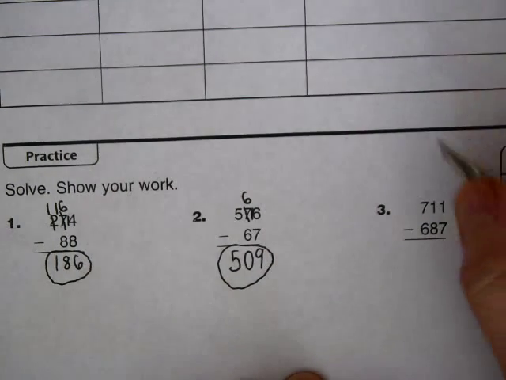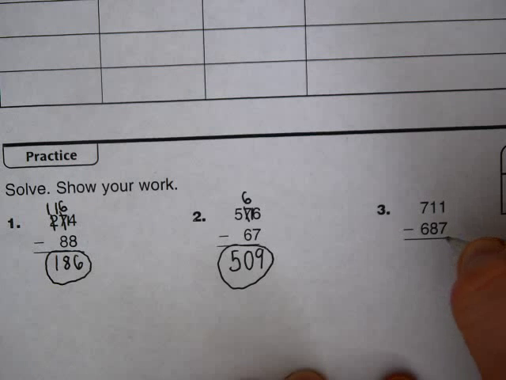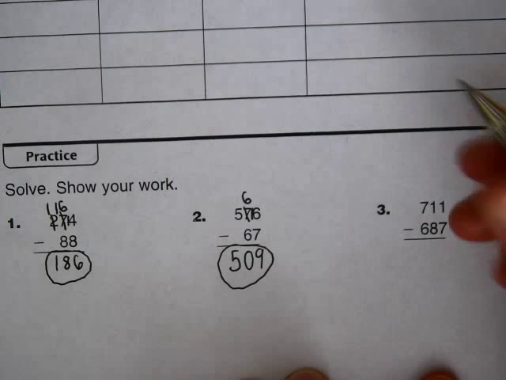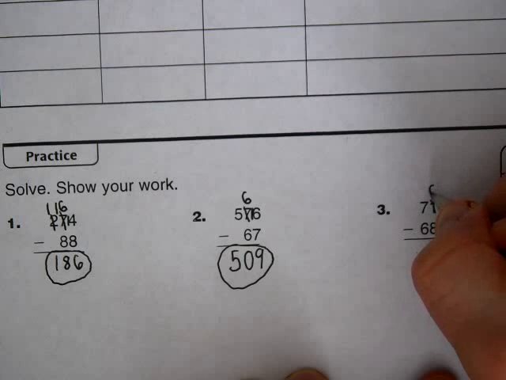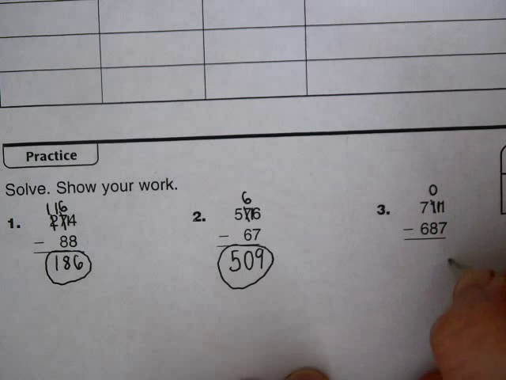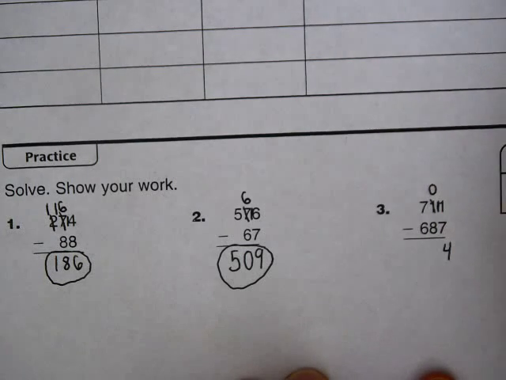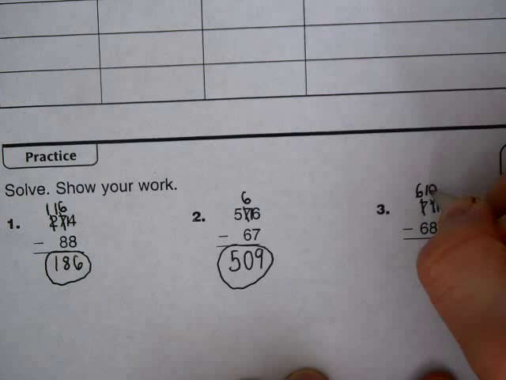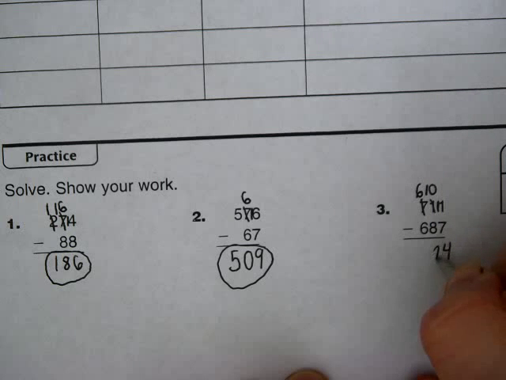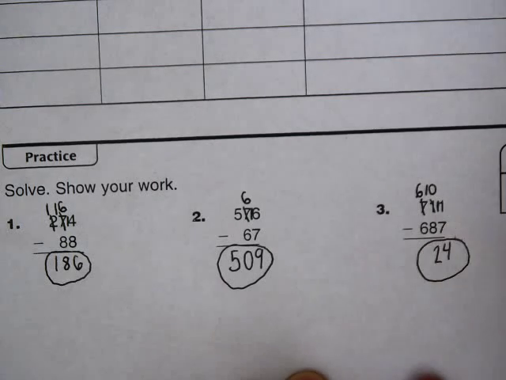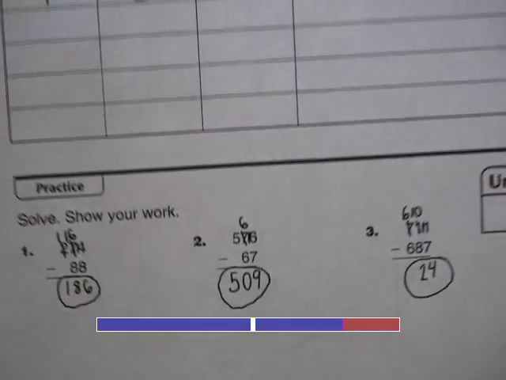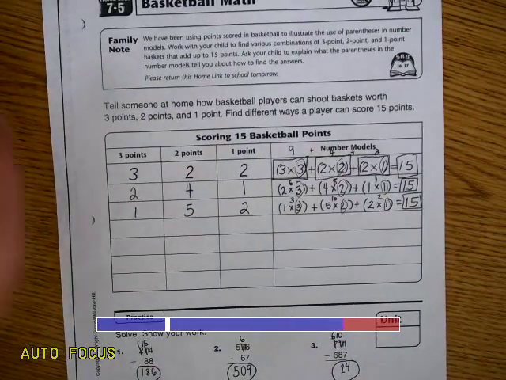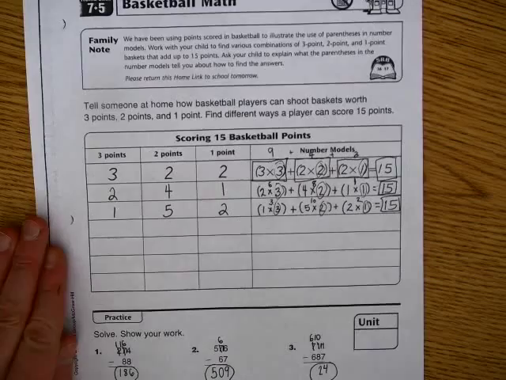And then number 3, 711 minus 687. Okay, so we have 1 minus 7. Can't do that. So I got to borrow one from over here. That makes that 0. That makes 11 minus 7 is 4. 0 minus 8, I certainly can't do that. So I'm going to borrow one from here and then put it here. So I have 10 now. 10 minus 8 is 2. 6 minus 6 is 0, so I don't have to write anything. The answer to this is 24. Okay, so those are the answers. And this is lesson 7. Homelink 7.5 basketball math for grade 3 Everyday Math.